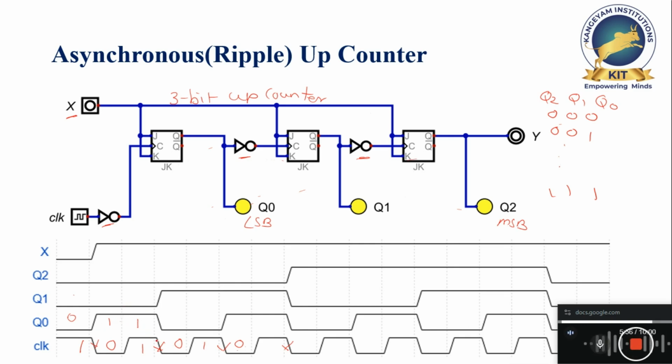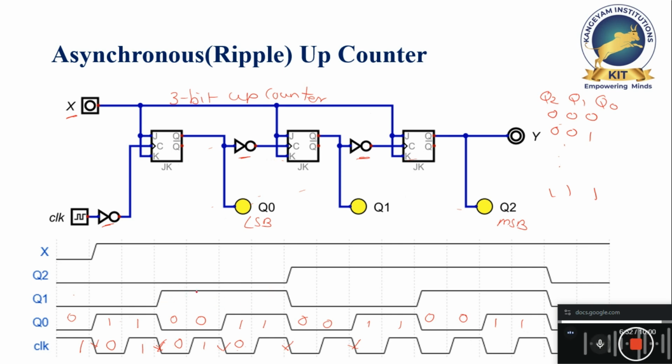Next, when a 1 to 0 transition occurs, the output toggles again. Previously it was 1, now it has become 0. Again 1, 1, 0, 0, 1, 1. For each and every negative edge, Q0 produces the output. So this is the output of Q0. Now, what about Q1?